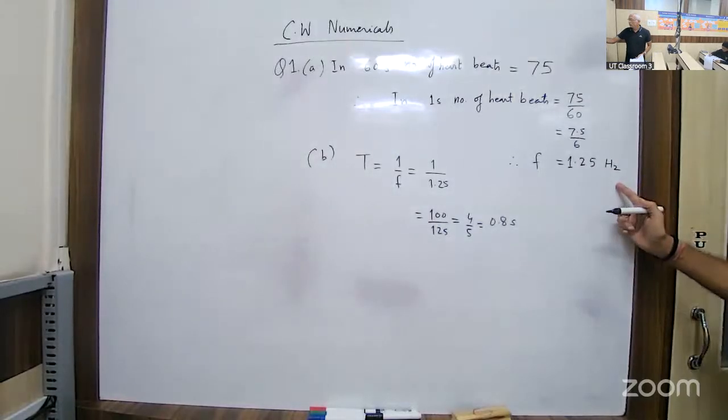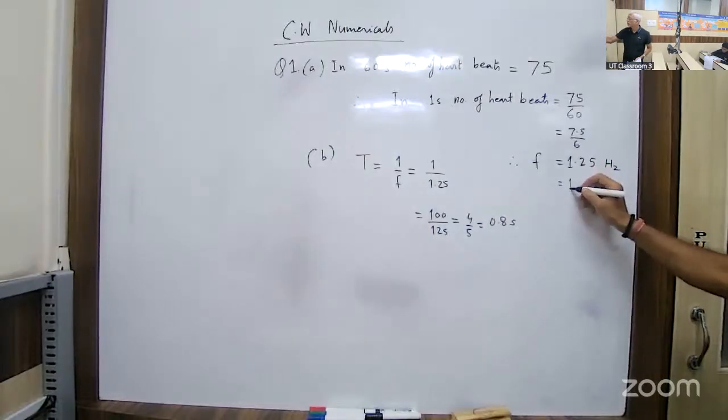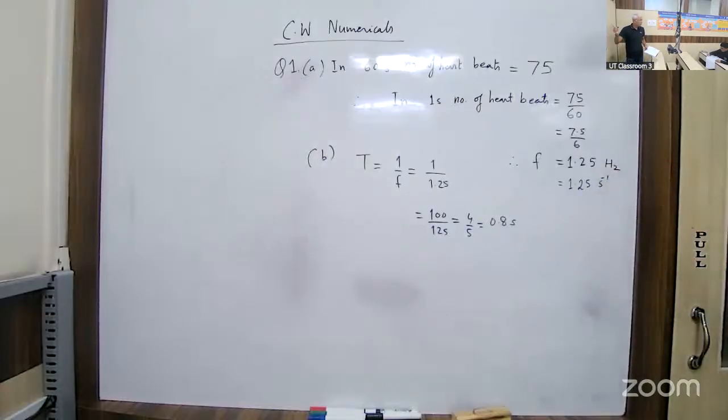So hertz is nothing but number of heartbeats per second. It's one and the same thing. Hertz means number of heartbeats in 1 second. Okay, so either you write hertz or 1 by s or per second. Both are same.